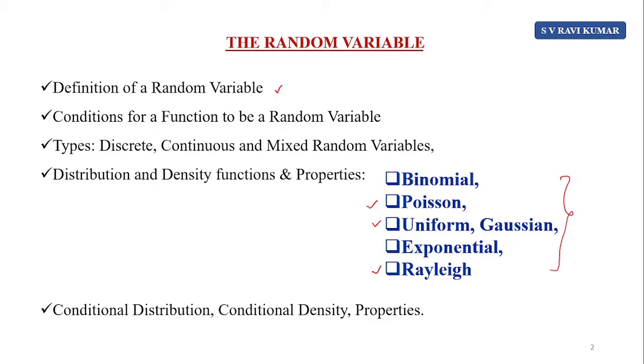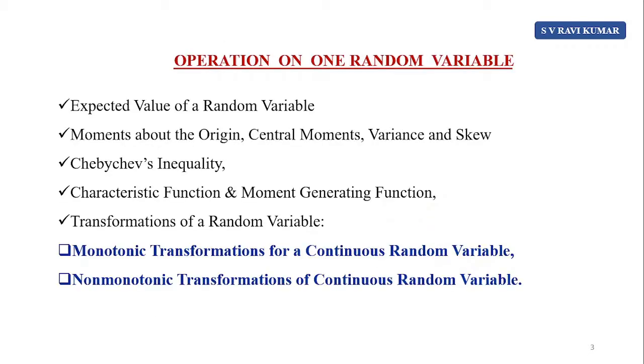And conditional distribution and conditional density function, you may get properties in the examination point of view. And the next one is the second unit, which is operations on one random variable. You may consider this as unit 2. In this unit 2, the first operation is expected value, or the average value, or simply the mean value of the random variable.